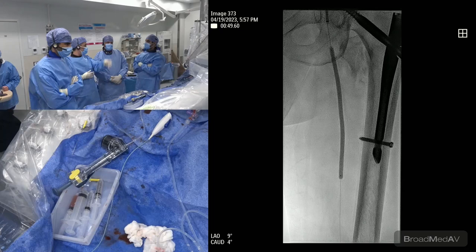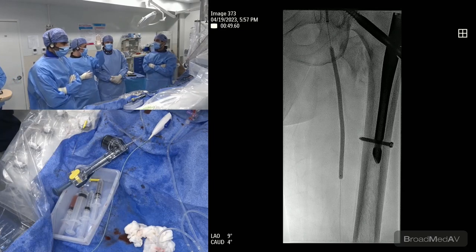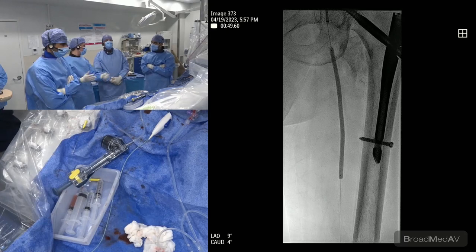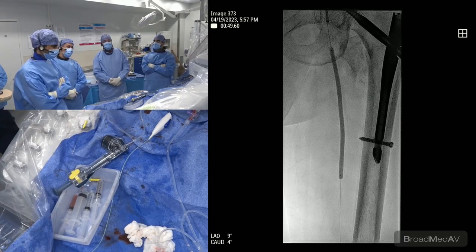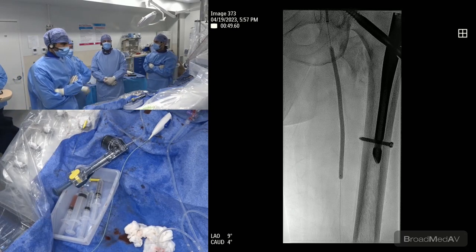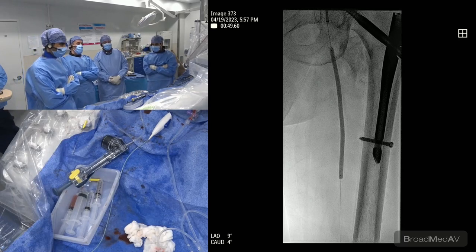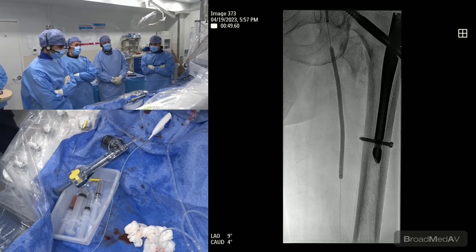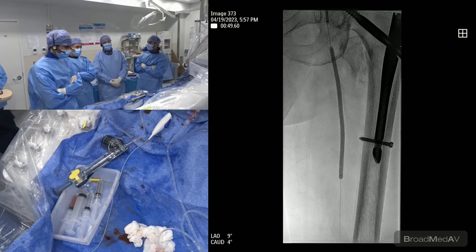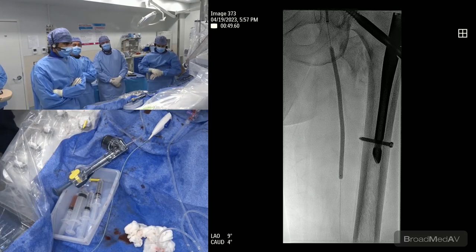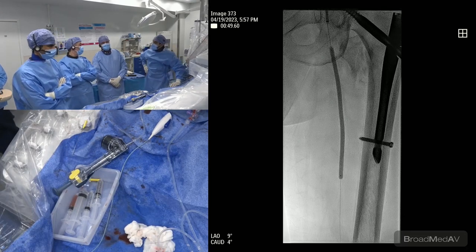So they were asking, if you have a 250 balloon available in the lab, what if you used a 250 to begin with to cover the CTO segment as well as the segment up here? Would that be keeping in mind the economics of a procedure? Well, I think that's the problem. The longer the lesion you tackle, the more issues you have. And if the lesion is not physiologically significant, it's a philosophical argument.